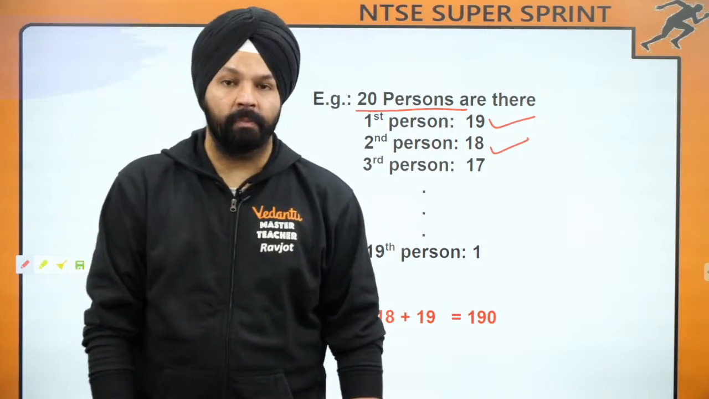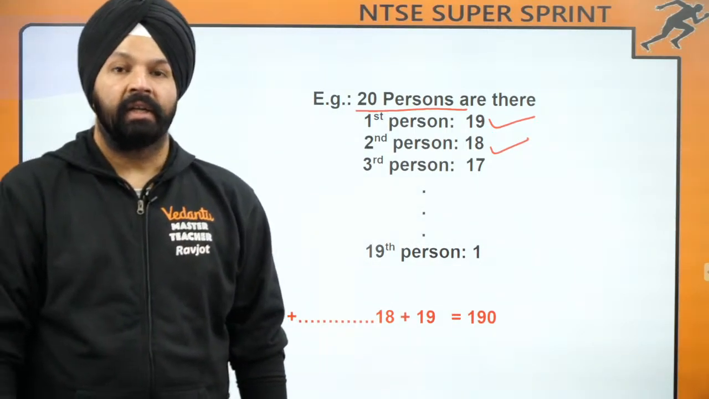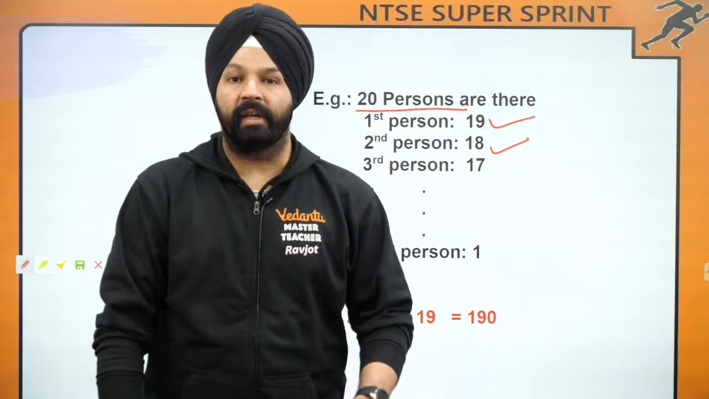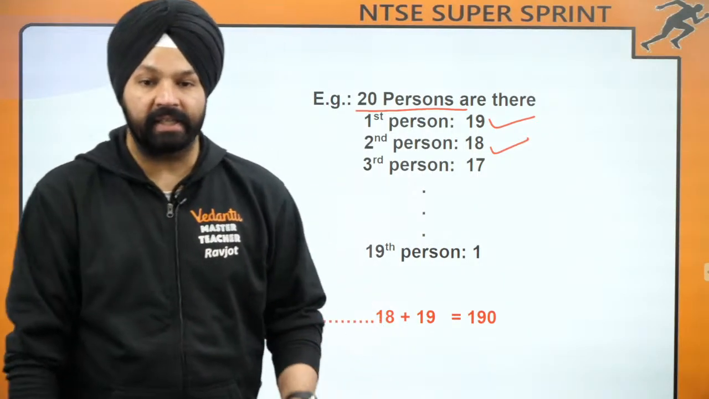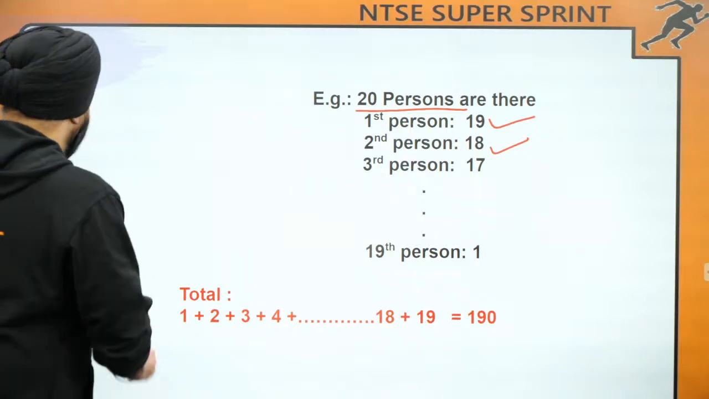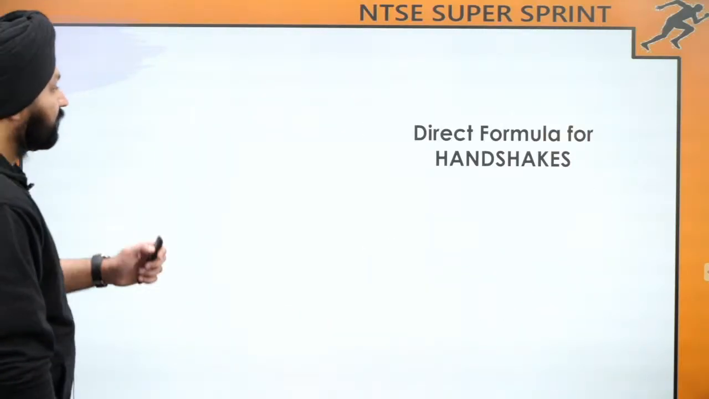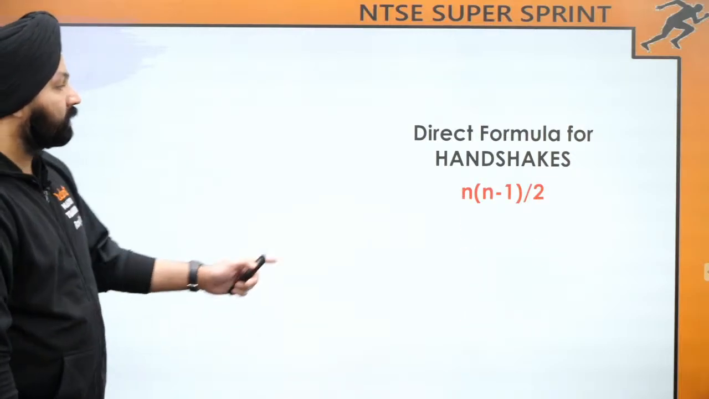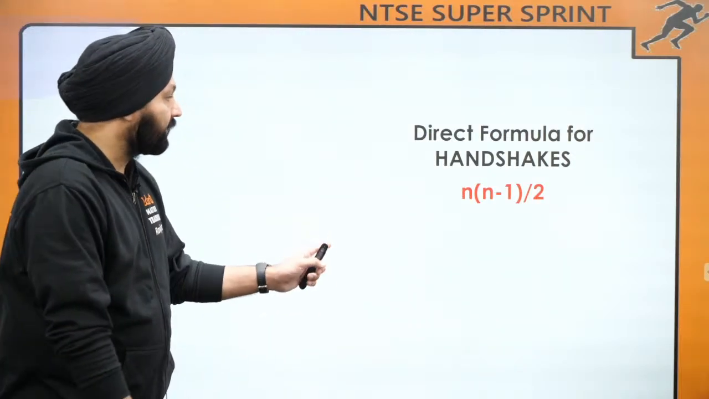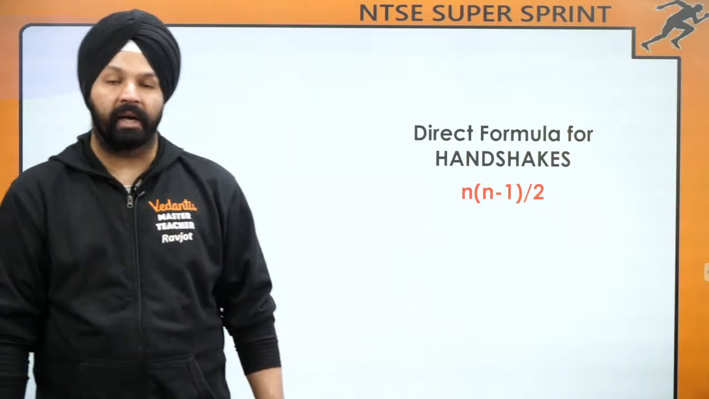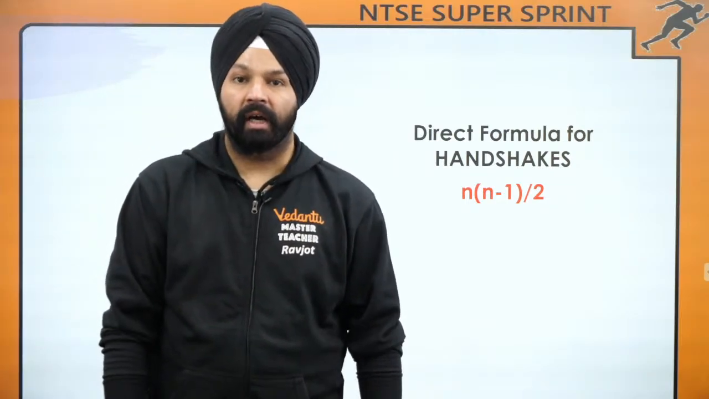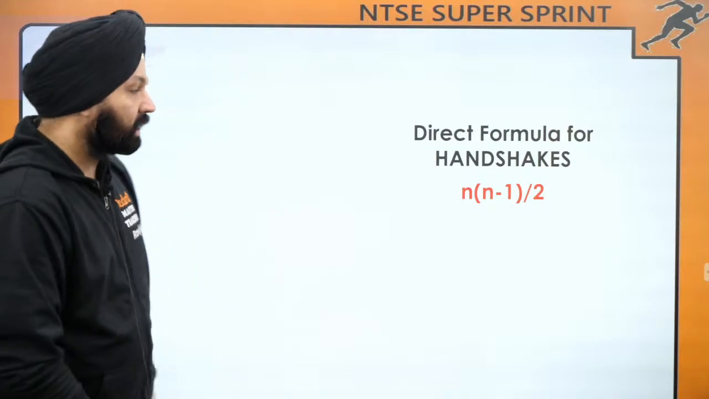If there are n people, then the formula is n into n minus 1 by 2. देखिए जरा, direct formula for handshakes, that is n into n minus 1 by 2. I hope that is clear to all. Check करें जरा एक बार.